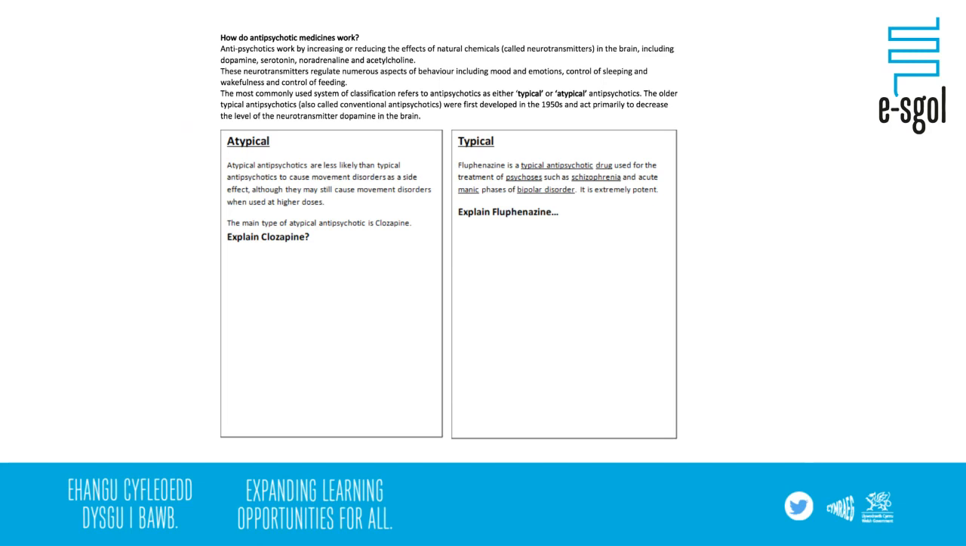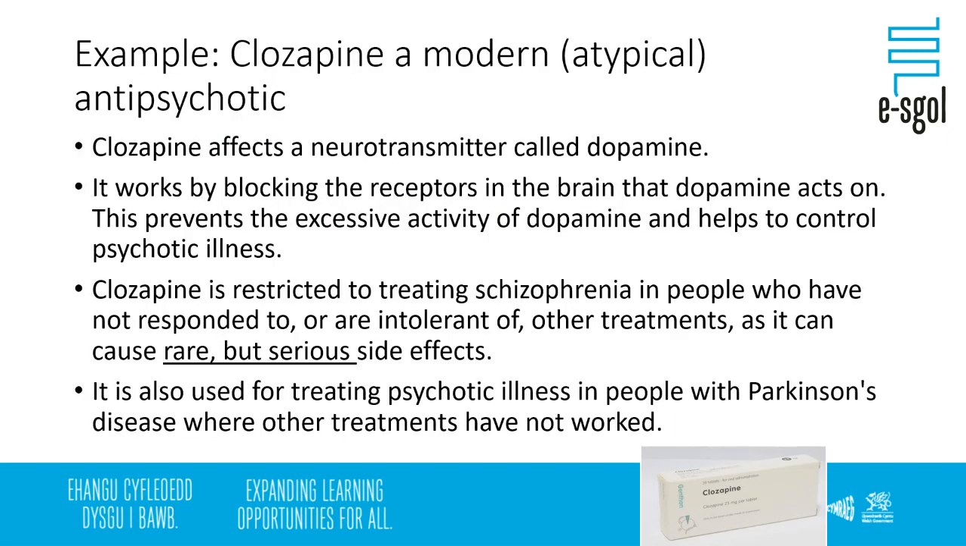Okay, so this is an excerpt of the notes and the booklet that I use when I am teaching my Year 13 psychology students. They need to know about typical and atypical drugs, and they need to know the specifics about clozapine and fluphenazine, which is what I've got here.